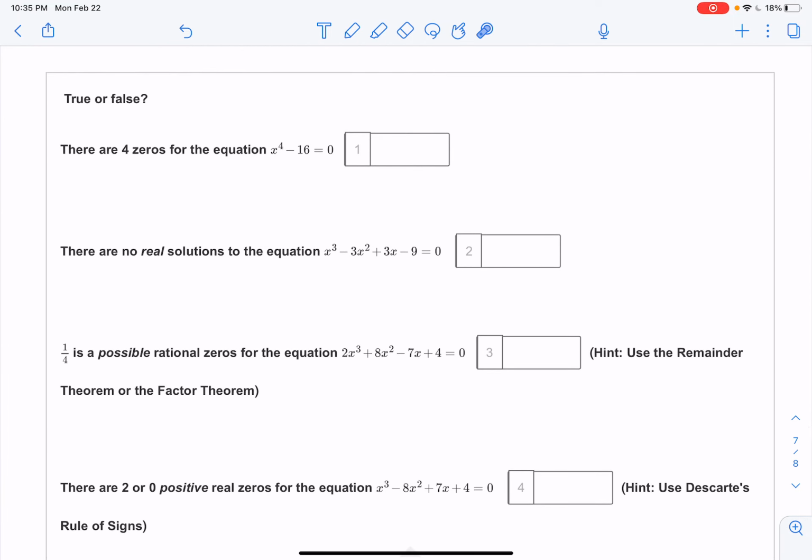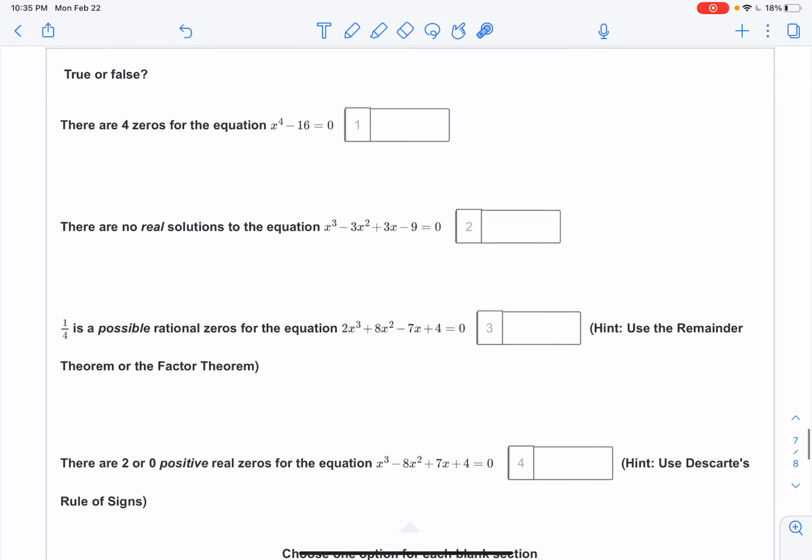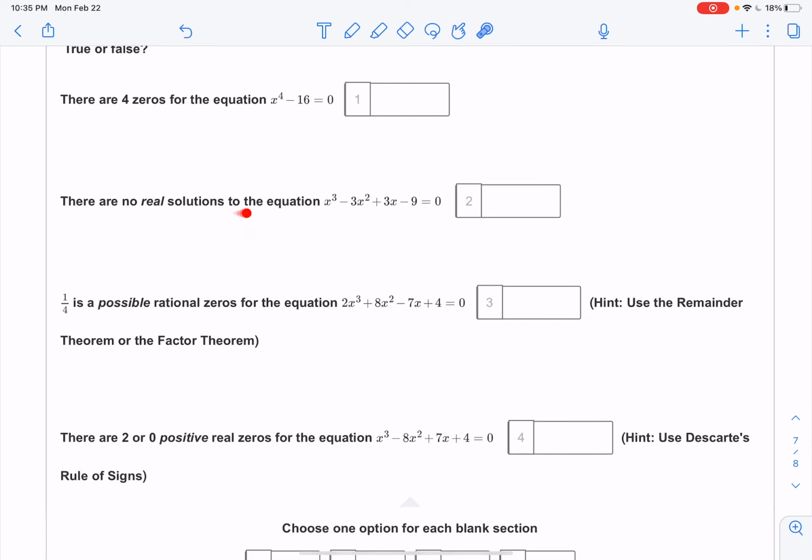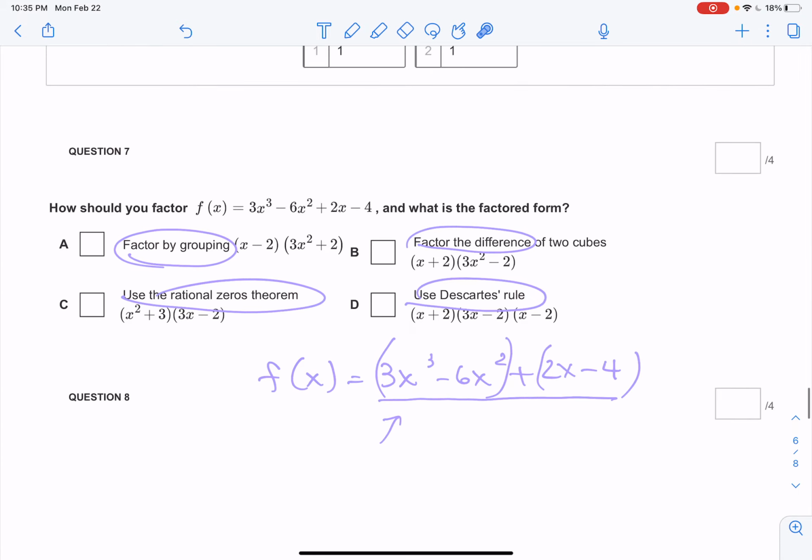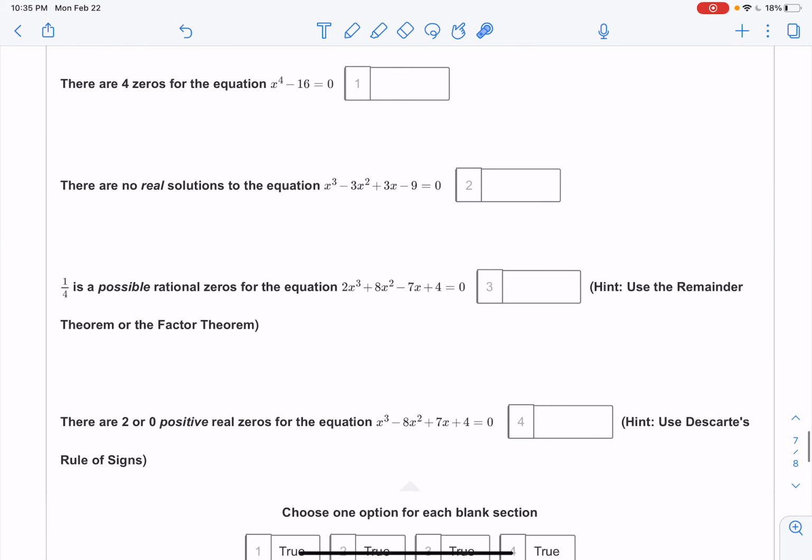Okay, here we have a true or false. There are 4 zeros in this equation. Is this true? There are no real solutions to this equation. Okay. Can you factor this? Maybe just try how you factored this number 7. See if you can factor this one the same to find any zeros.